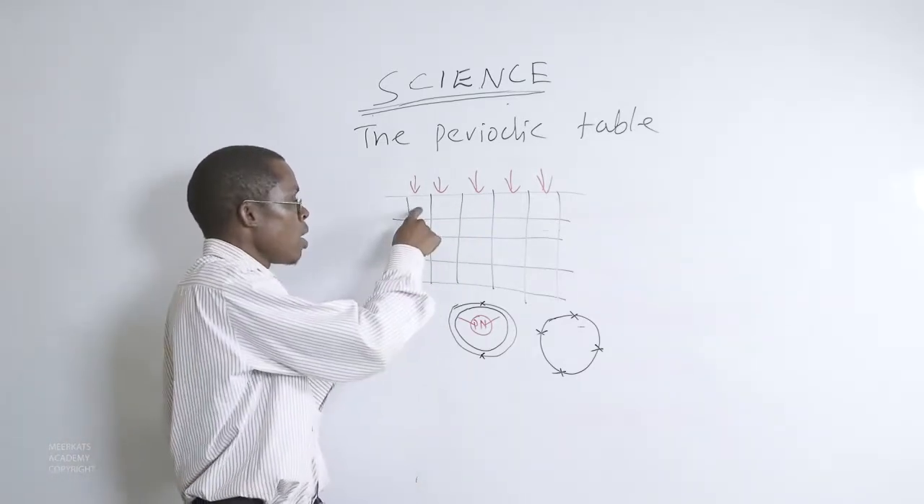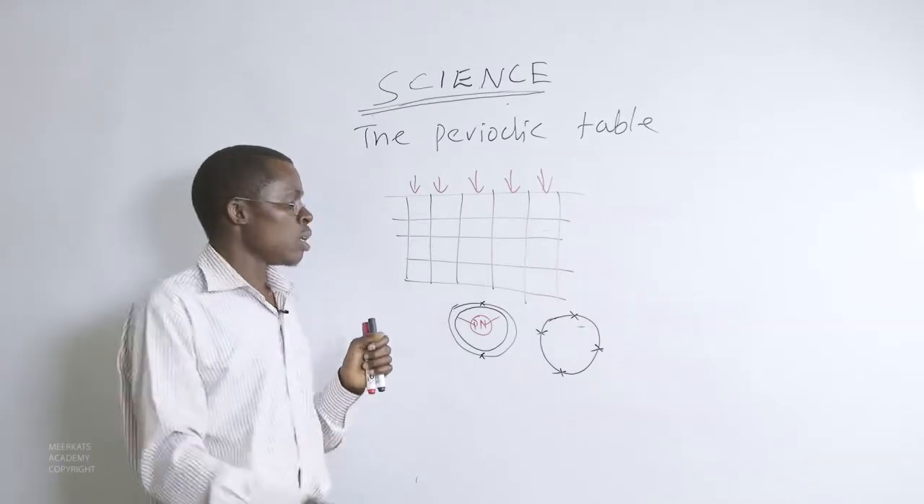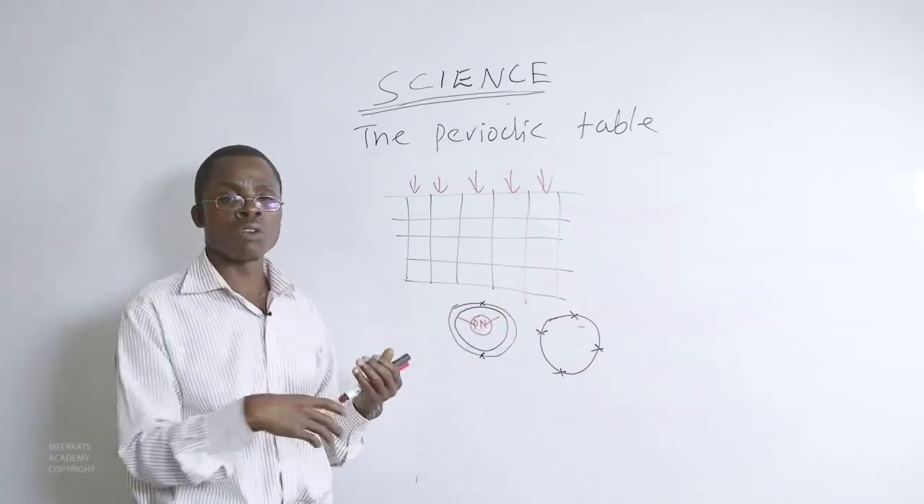Those that will be carrying 1, horizontal column 1. Those that will be carrying 4, horizontal column 4.